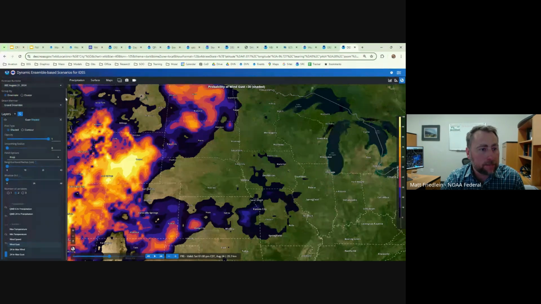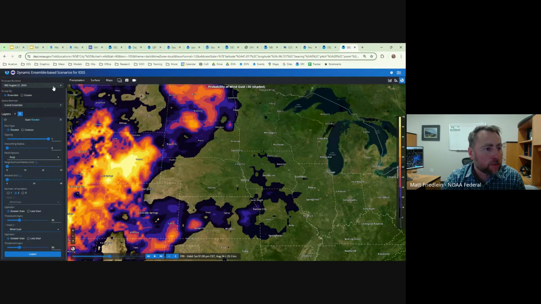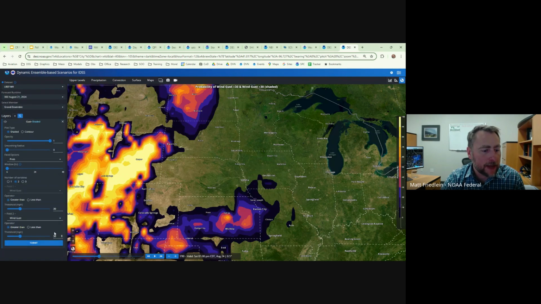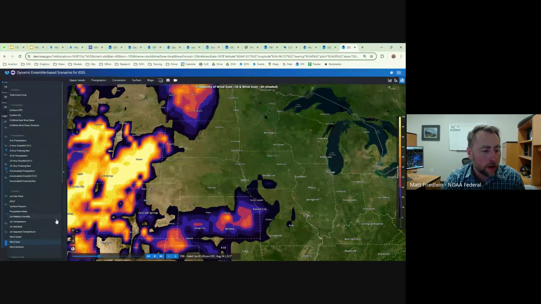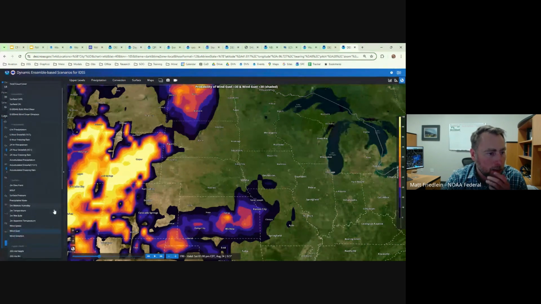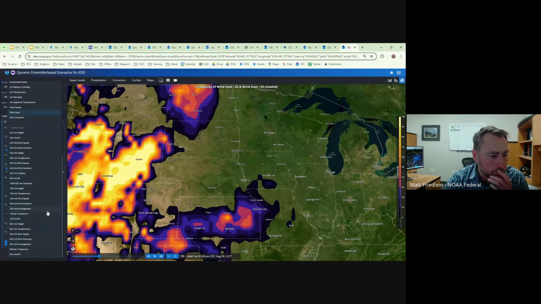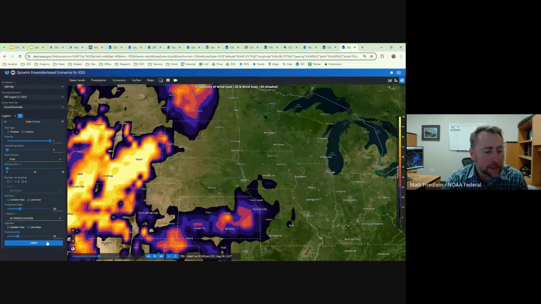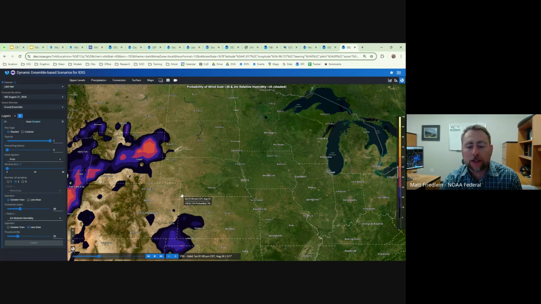And actually, that might not be available from this data set. I might have to load, let's try this one here, if that will give me RH. Yeah, that will give me RH here. And so we can look at that 2-meter relative humidity that is less than 25% as well. So where do those areas overlap?